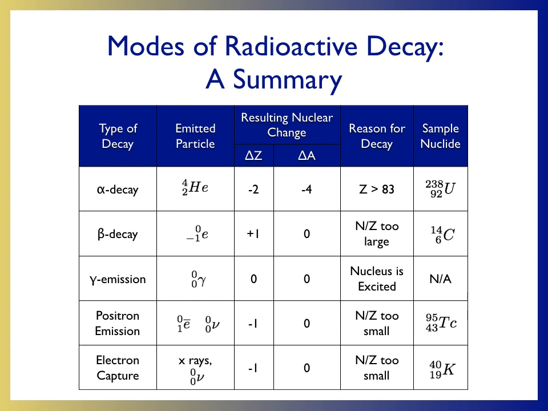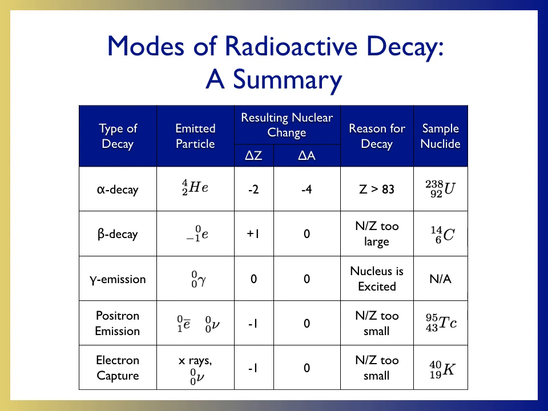Positron emission occurs when the N to Z ratio is small. When positron emission occurs, a positron and neutrino are given off, and the atomic number goes down by 1. Technetium-95 is an example of a nucleus that undergoes positron emission.